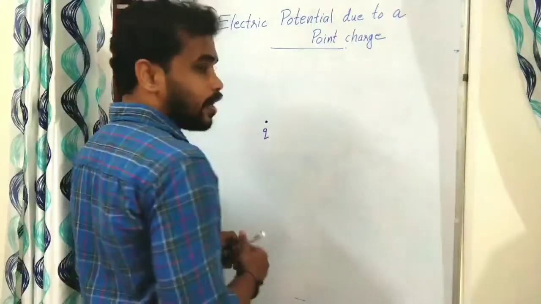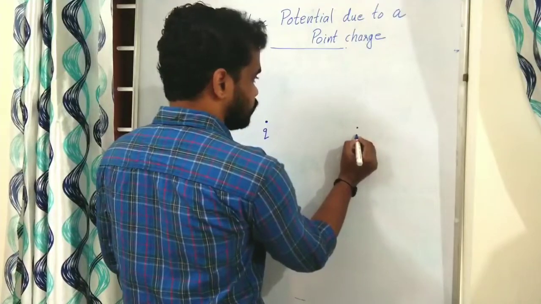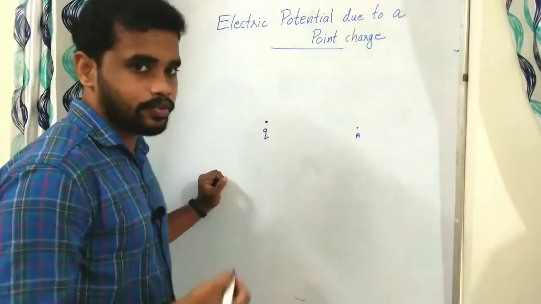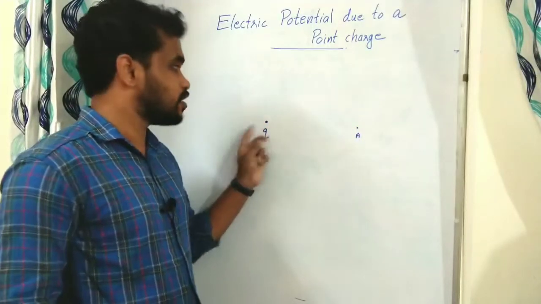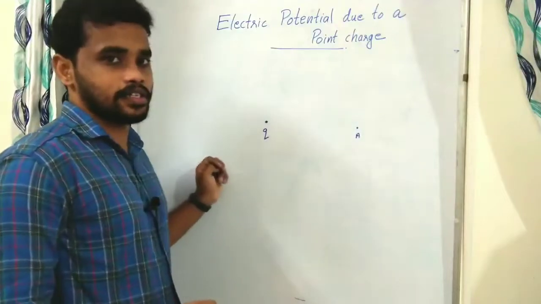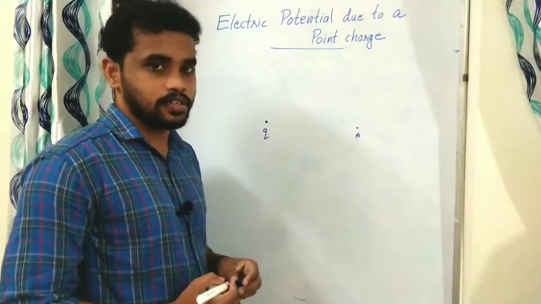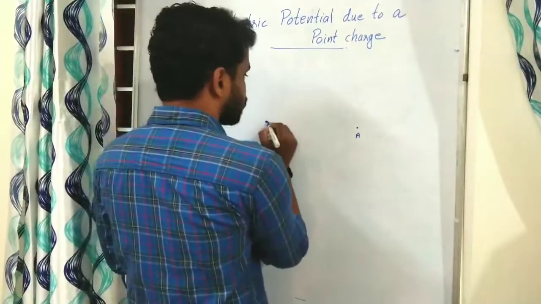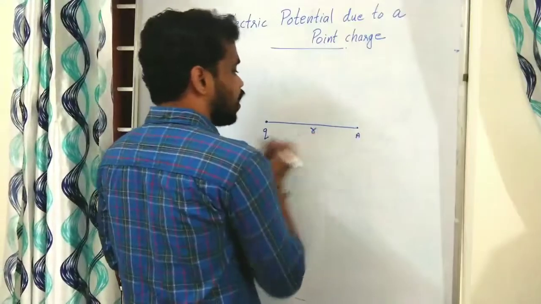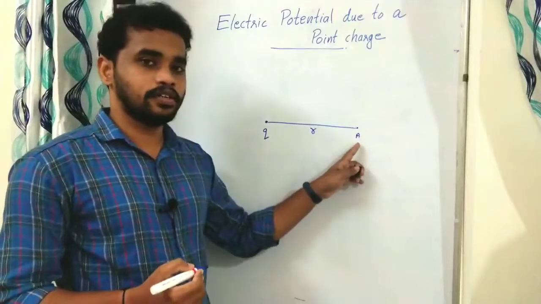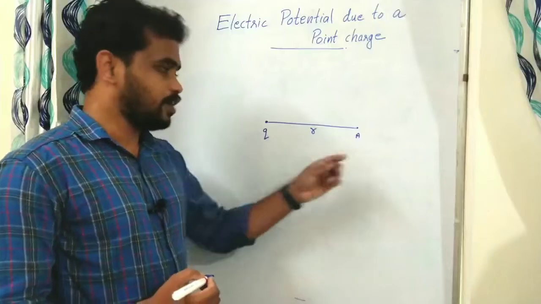Then I have to find the potential at a point here. We can name the point A. I have to find the potential at this point due to this charge. Due to this charge, some potential is created around it. Let the distance between the charge and the point at which I want to find the potential be R. R is the distance between Q and A.